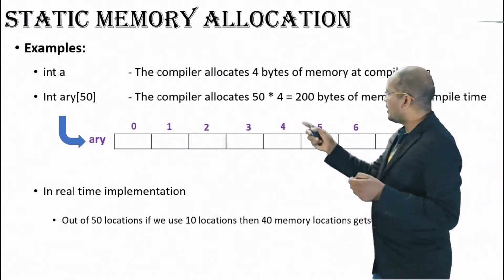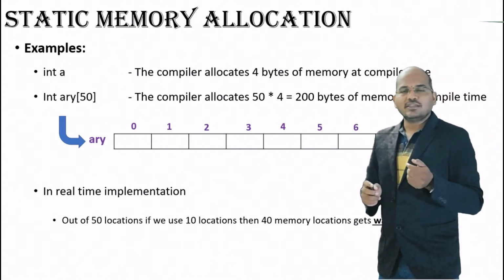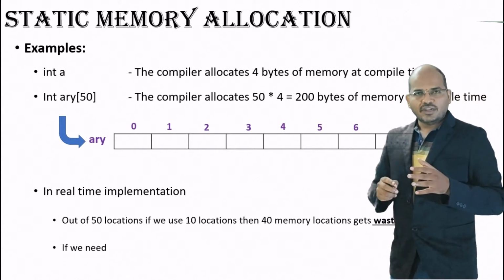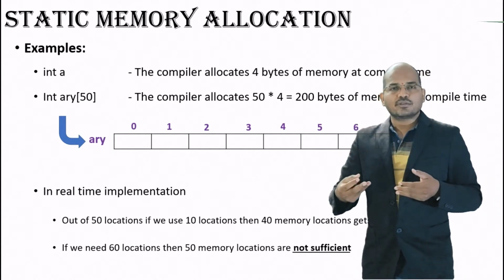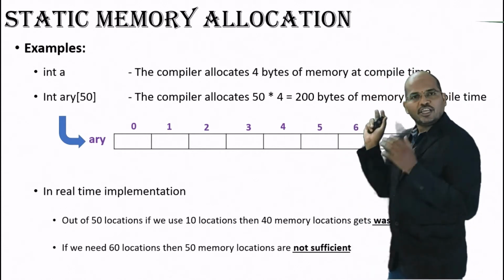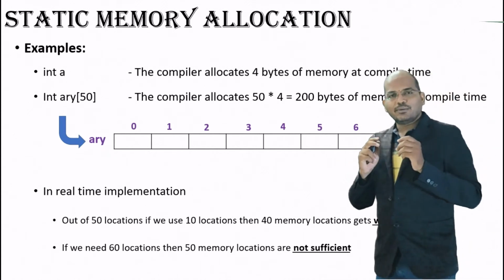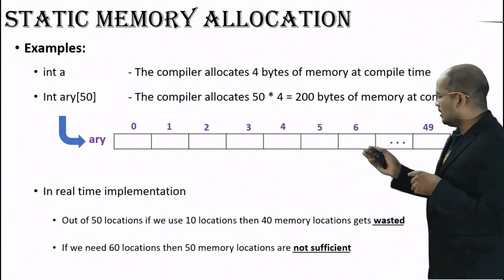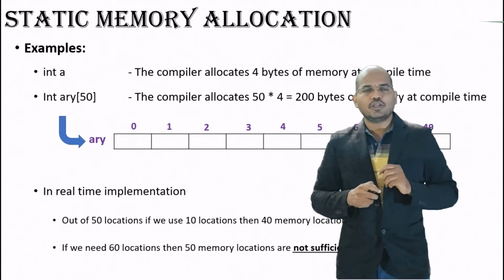Yes or no? You allocated memory for 50 variables, isn't it? But out of 50, you are using only 10. It means that 40 element spaces got wasted. Clear that? Now, for example, in real time, I may need to use 60 variables. But as we have declared only 50 variables, memory is given for 50 only. You cannot expand it by another 10 or another n. So, as the memory is fixed, either it may result in memory wastage or it may result in memory insufficiency. So, these are the disadvantages you have in static memory allocation.